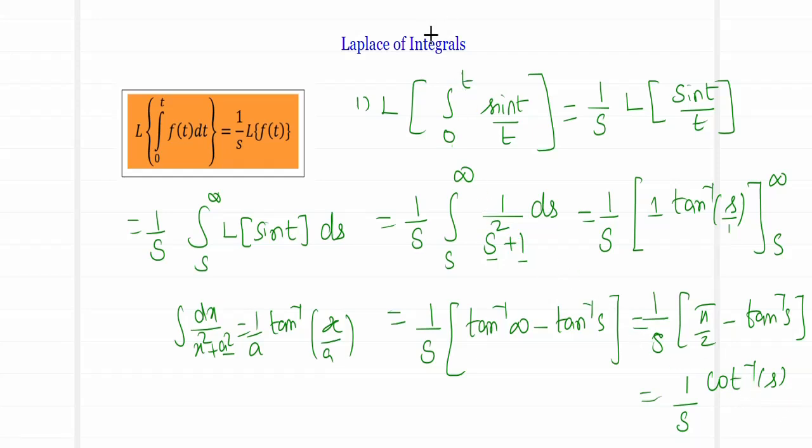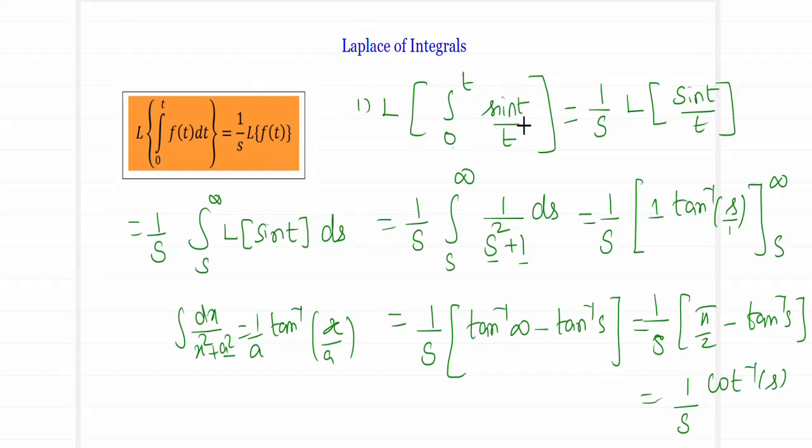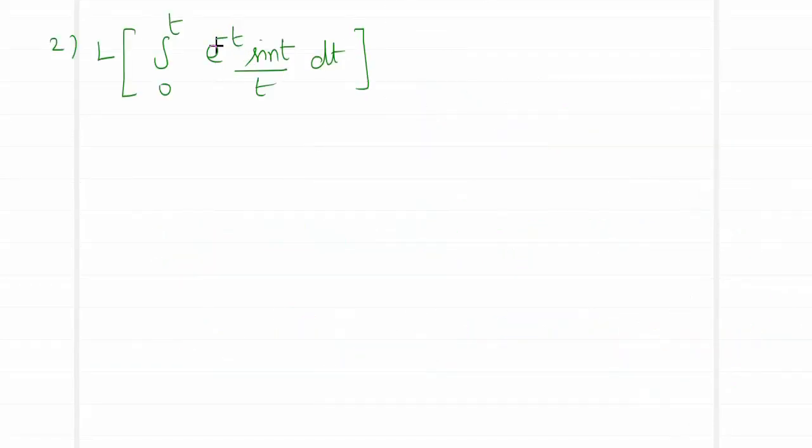Can we apply it to one more problem and see? Come on. Problem number 2. Let us find the Laplace of the integral from 0 to t of e power minus t sin t by t dt. We will try to increase the complexity of the problem by combining one more function, e power minus t. In the previous problem, there was only sin t by t, but now there is one more quantity called e power minus t. What does e power minus t do? It shifts the operator from s to s plus a units. First, we will try to apply the quantities one by one.